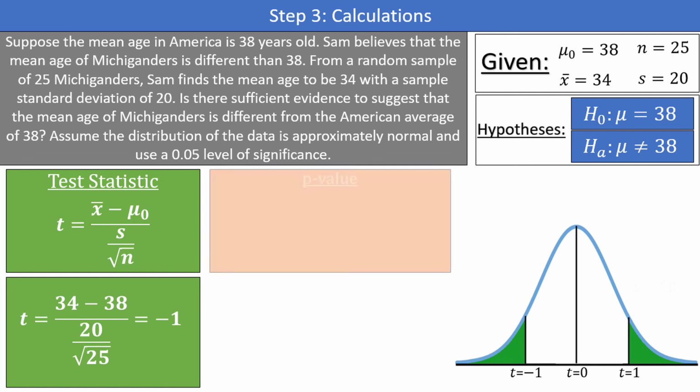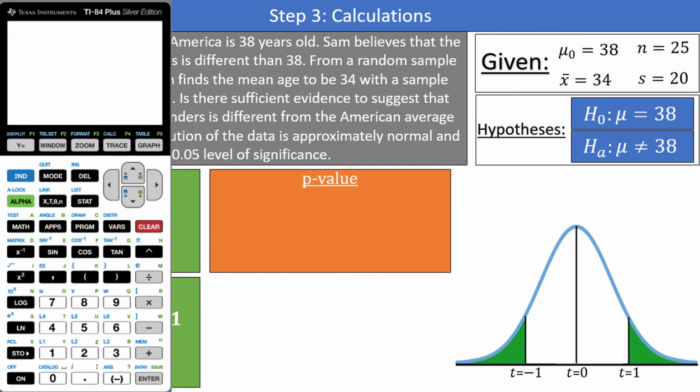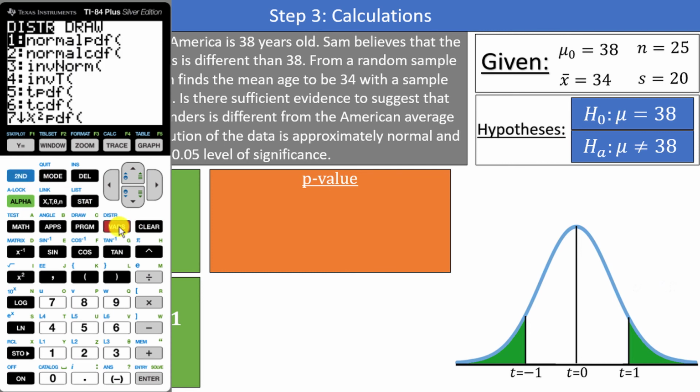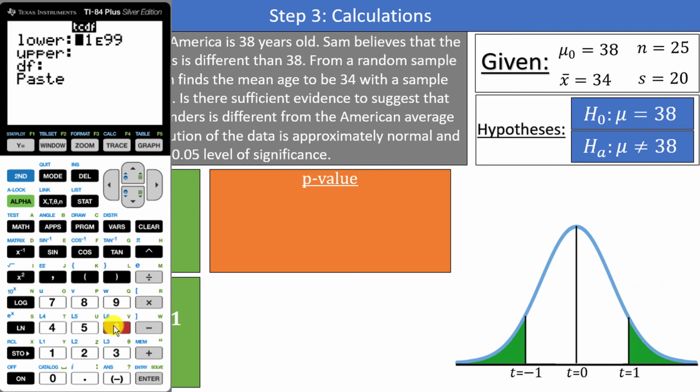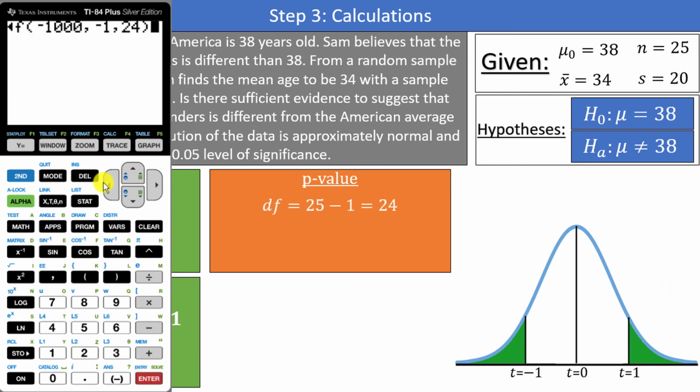To find the p-value on a TI-84 calculator, we can press second, distribution, option 6 for TCDF. The lower bound of our shaded area, if we are solving for the left tail, is -infinity, so we can put -1000, and that will be small enough. The upper bound is our test statistic of -1. The degrees of freedom are n-1, which are 25 minus 1, or 24. Pasting, we have TCDF(-1000, -1, 24). Match this output on older calculators without the previous menu.